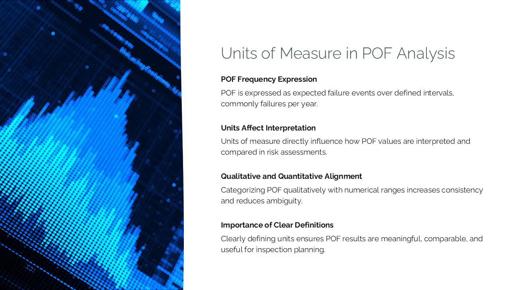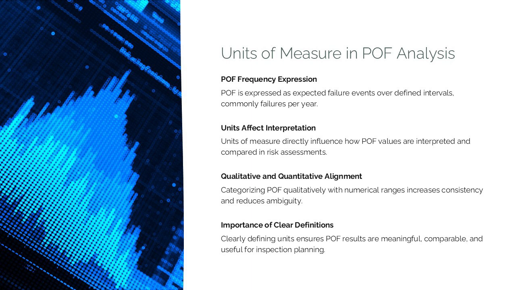POF is typically expressed as a frequency, representing the expected number of failure events over a defined time interval or operational occasion. Commonly, this interval is 1 year, resulting in units such as failures per year, but it may also be expressed per run length or campaign, depending on the operating context. Understanding units of measure is essential because they directly affect how POF values are interpreted and compared.